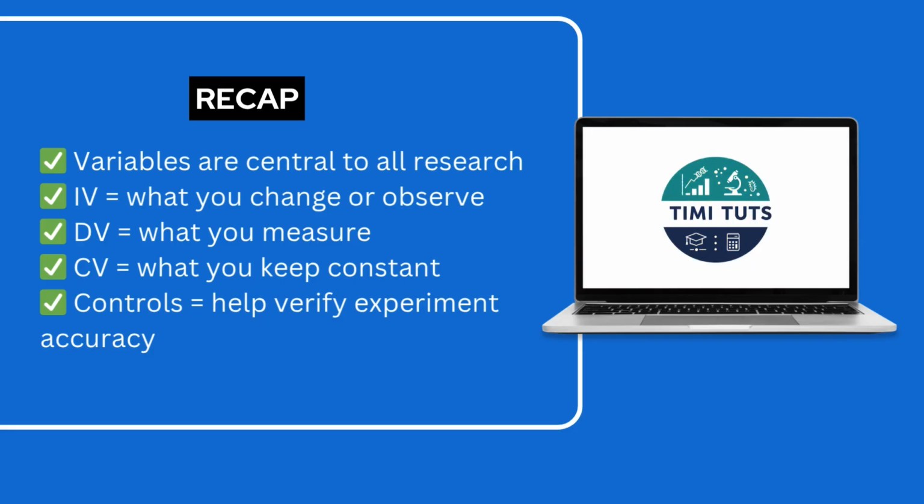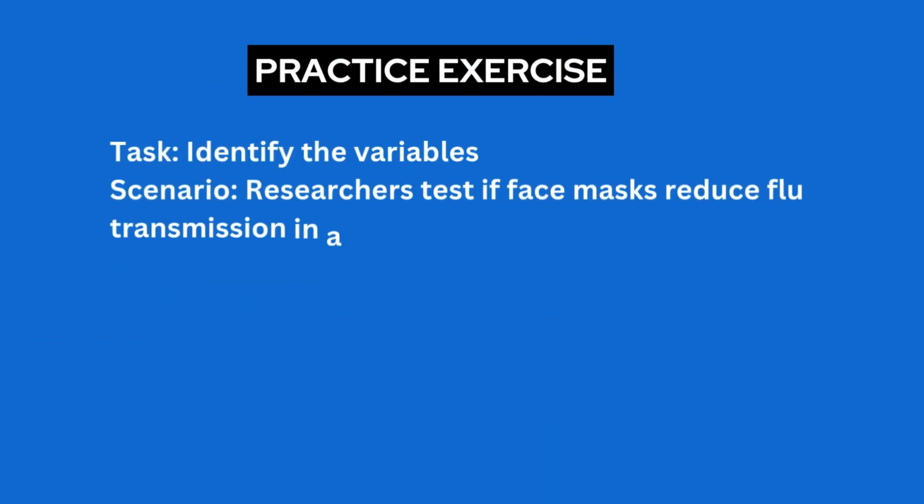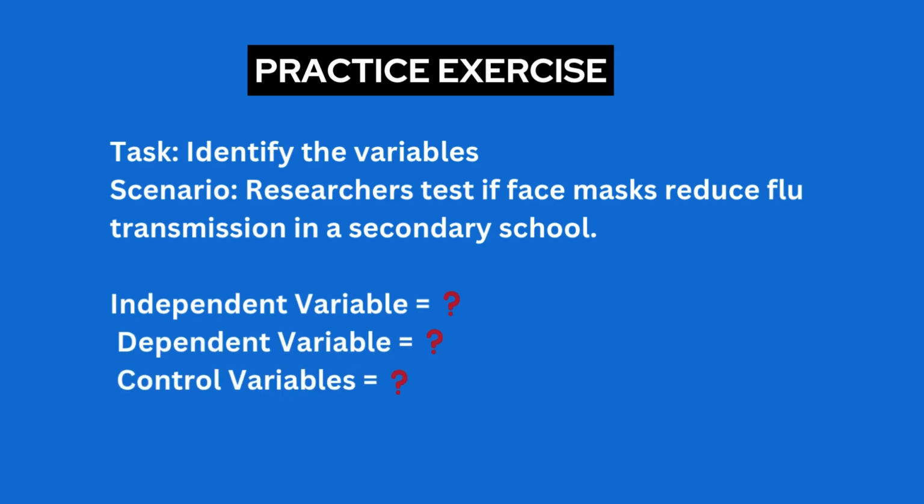So, let's test your understanding with a quick exercise. You should read this scenario and answer the question. Researchers want to know if using face masks reduces the spread of flu in a secondary school. Question 1. What is the independent variable? Question 2. What is the dependent variable? Question 3. Name at least 2 control variables in this study. Question 4. What could serve as a positive and negative control? Pause the video and think about it, and then drop your answers in the comment section.